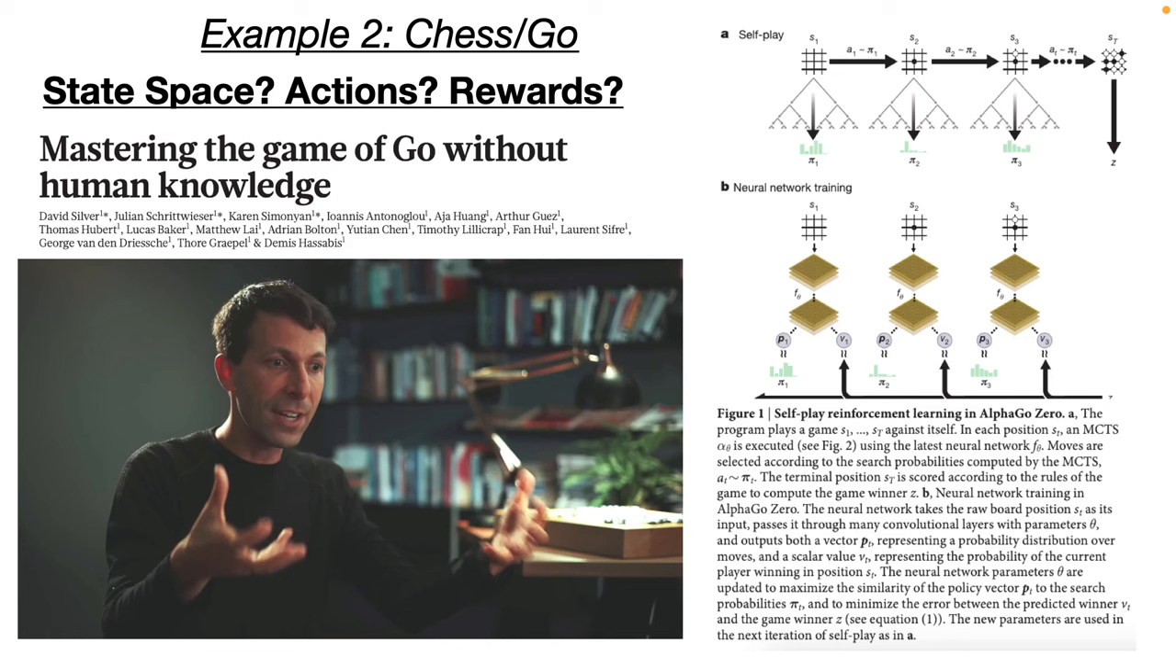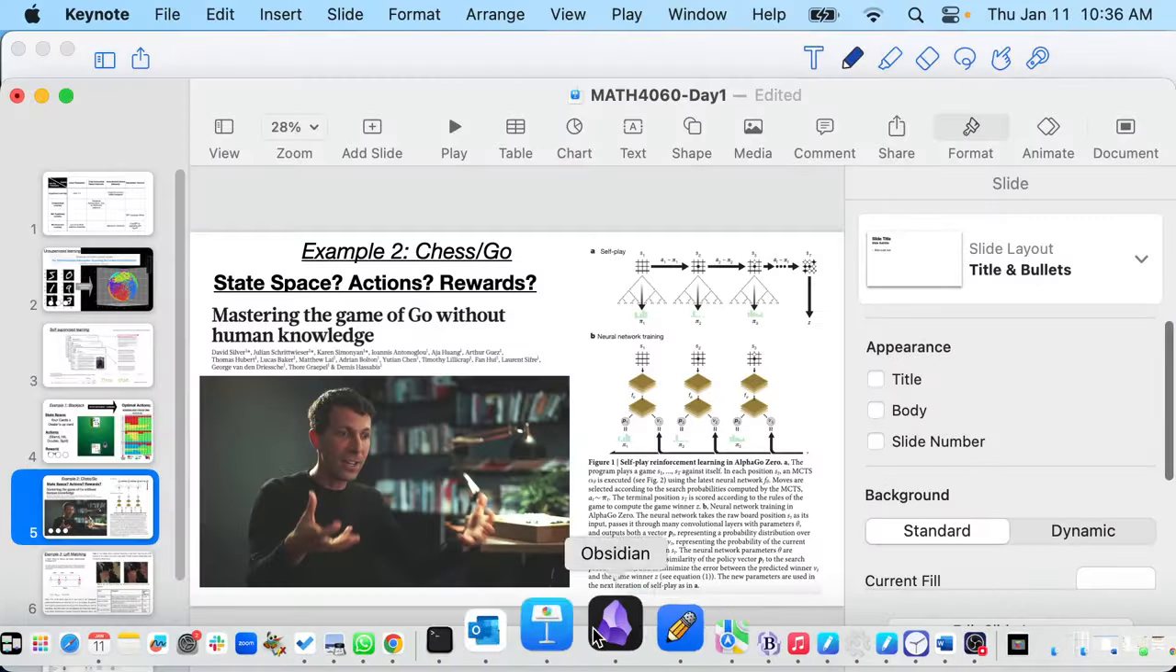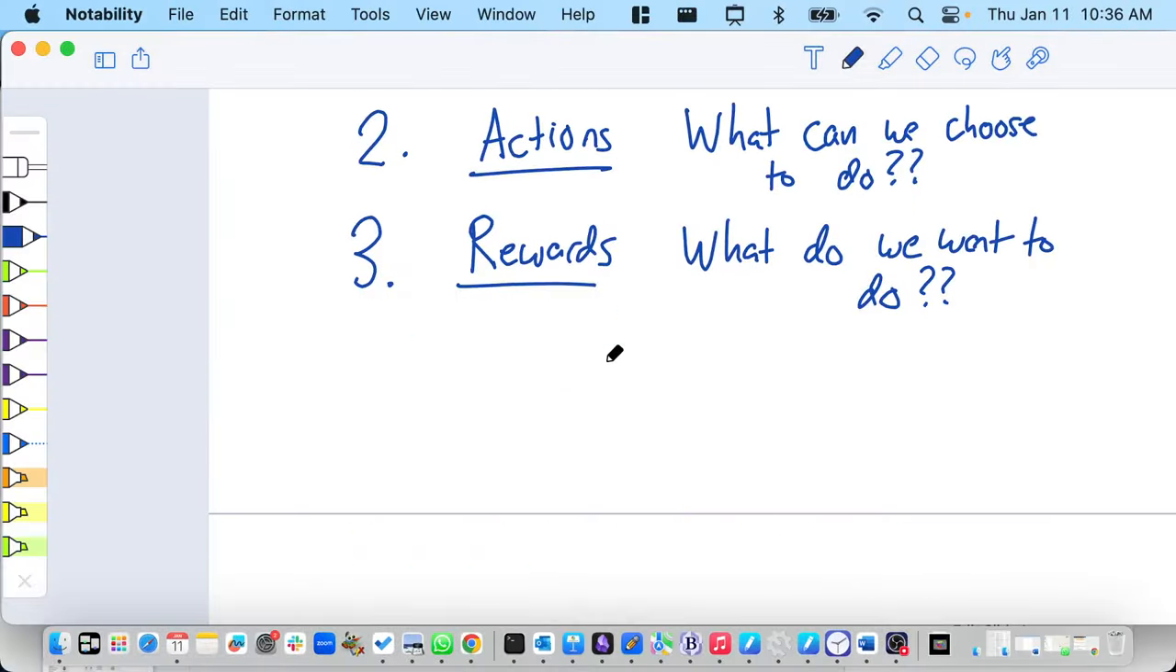Let's ask ourselves, what do you think the state space, actions, and rewards would be if you were trying to make a reinforcement learning setup to learn chess or Go? What would the state space, actions, and rewards be? Let's write these down. Okay, so example one was blackjack.